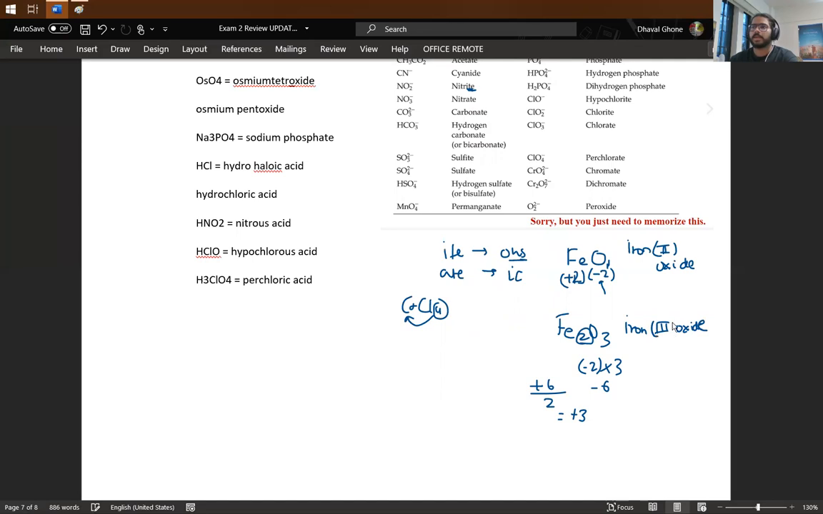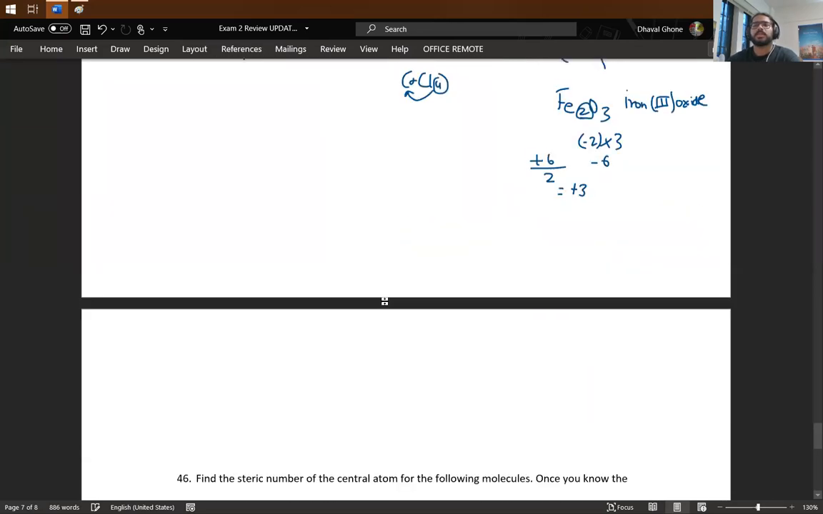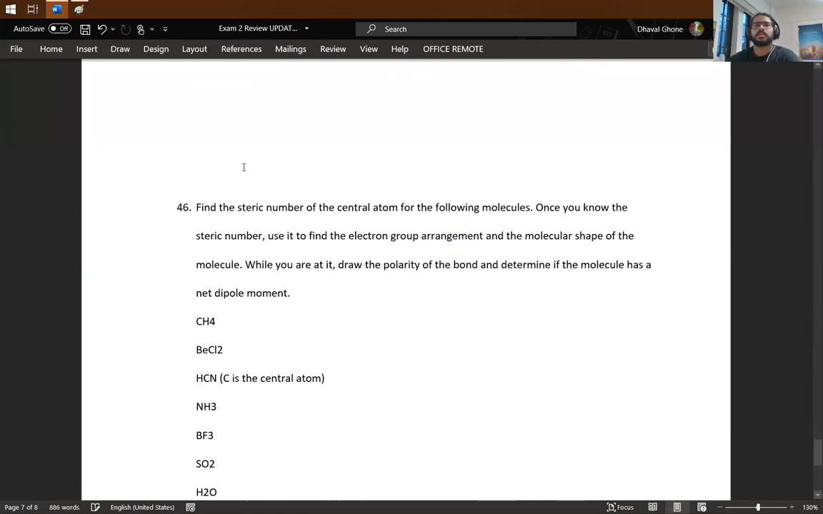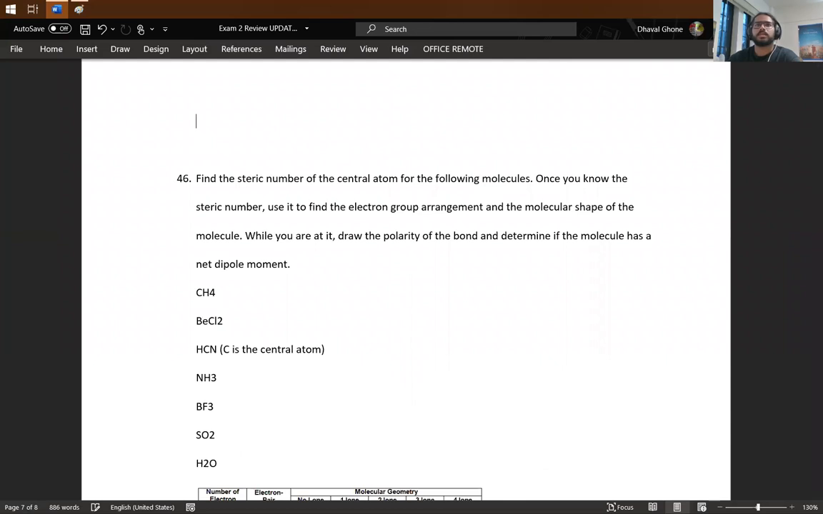Okay, iron(III) oxide. Awesome. I want to save it. The next question is, I don't know why this got shifted.